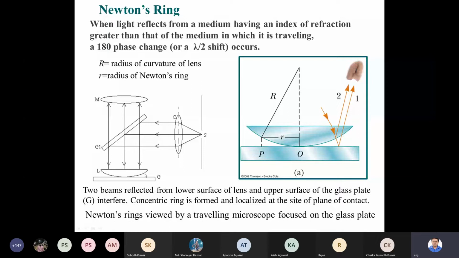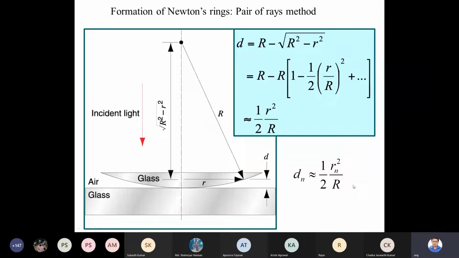If you just design a system where you have a planar convex lens and in between some liquid is placed, then you can find the refractive index of this liquid. Another aim is to find the radius of curvature of this convex lens. Okay, so let's do some calculation.